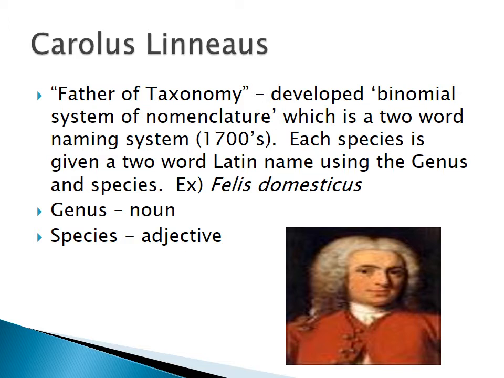Each species has two words that are Latin. One is the genus and one is the species. For example, your house cat is Felis domesticus. The genus is a noun, the species is an adjective. You'll notice that it's written in italics, so you can see that here. You can either write it in italics or you can underline it. Also notice that the first word, the genus, is capitalized, and the second word, the species, is not capitalized. And so this is the format that we've kept all the way from the 1700s to now on how we name organisms.